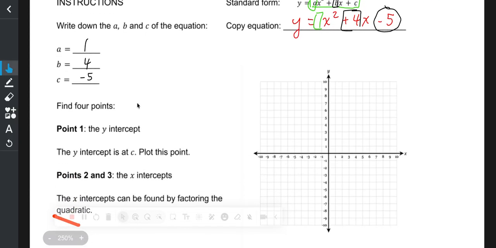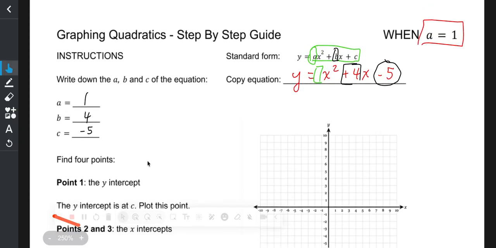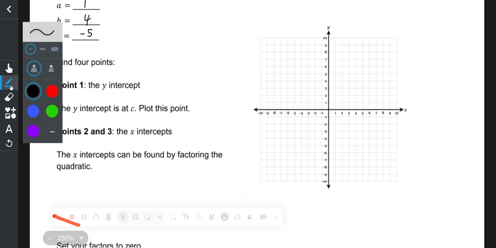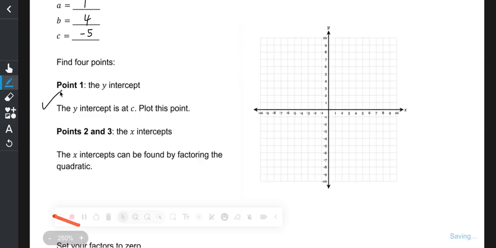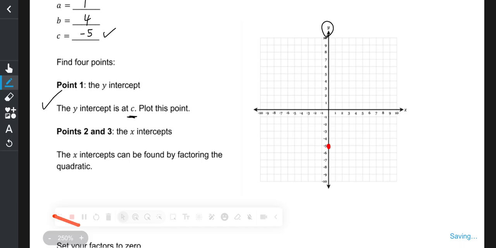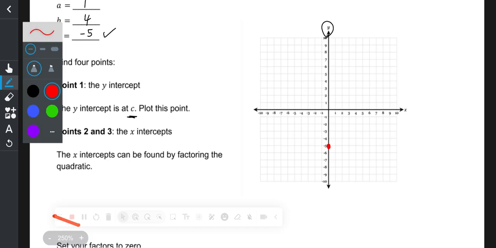Now let's find 4 points, 4 out of the 5 that you really do need to plot and graph. The first point is the y-intercept. And the y-intercept is the point that's right on the y-axis. And where on the y-axis? At c. So c here is -5. So let's look on the y-axis and go down to -5. We've just plotted our first point.